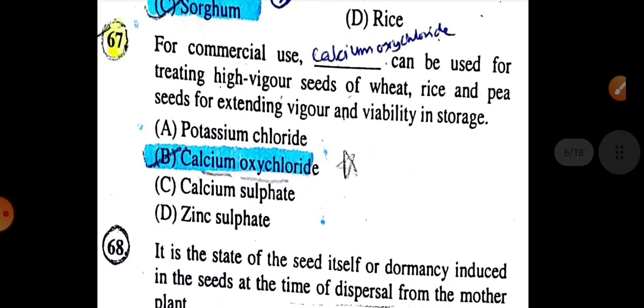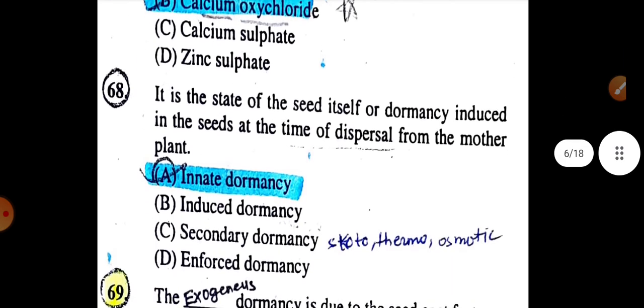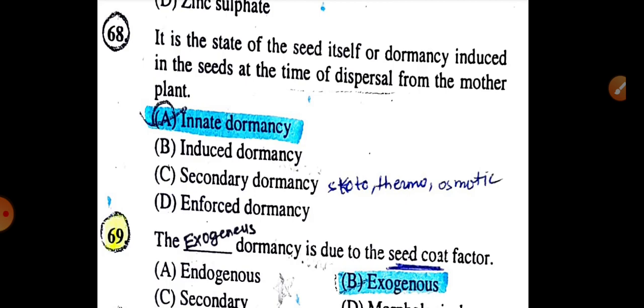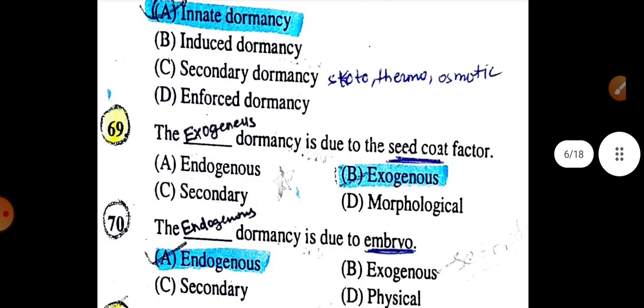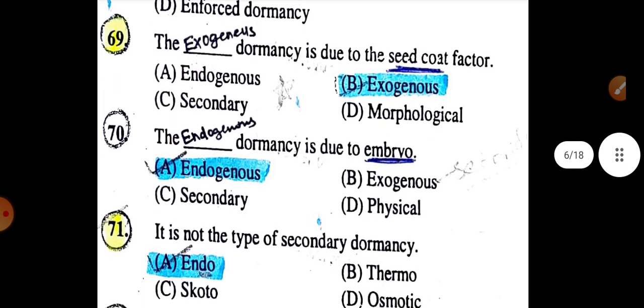For commercial use, calcium oxychloride can be used for treating high vigor seed of wheat, rice and pea for extending vigor and viability in storage. It is stated that dormancy in the seed itself, or dormancy induced in a seed at the time of dispersal from the mother plant, is innate dormancy, while scotodormancy, thermodormancy and osmotic dormancy are secondary dormancy.